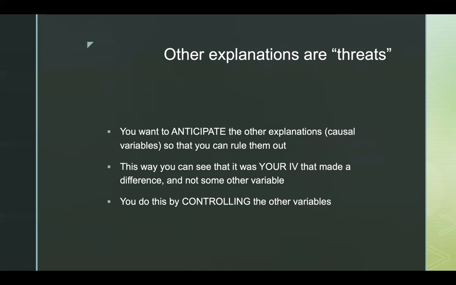And so what you want to do is anticipate those other explanations. Think about what else might be an explanation for my results, and then control that so you can rule those out. And that way you can tell it was your independent variable, like your blinking, for example, or they got the treatment drug or whatever that made a difference, not some other variable.